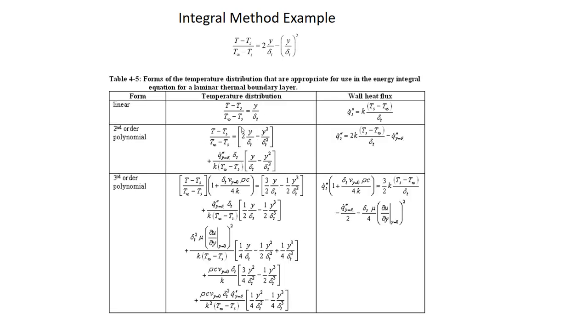Just like with the velocity distribution, these have been done for you, right? So for a laminar boundary layer, if you want to go from linear to second order to third order, these are the temperature distributions that you could select from. You don't have to derive them yourself. Linear is obviously a linear temperature distribution. Second order, this is what we just derived, right? If we set this heat transfer rate at the outer edge of the boundary layer to 0, we get exactly what we have here. In third order, it gets more complicated, but you could use that to get even better results.